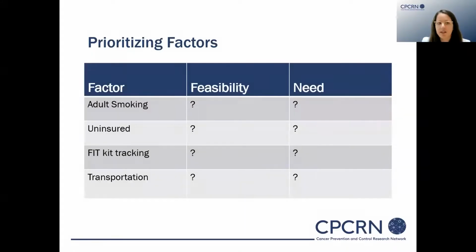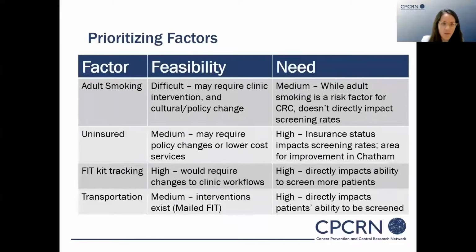So creating my strategy grid, I can list those factors that I identified on the left, and then add 2 more columns for feasibility and need. And I can start to think about which of these factors would be the most feasible for me to intervene on with the grant funding that I have, and which of those are the most impactful to intervene upon. So thinking about each one of these, I was trying to think about which ones were feasible, which ones were the most impactful.